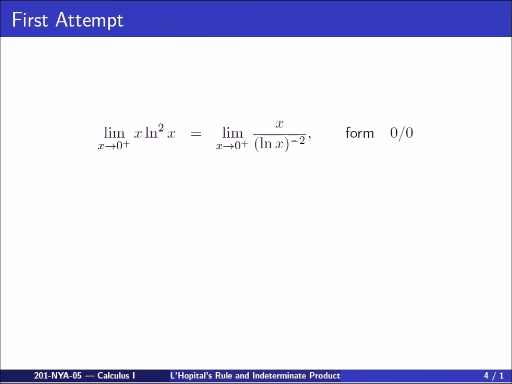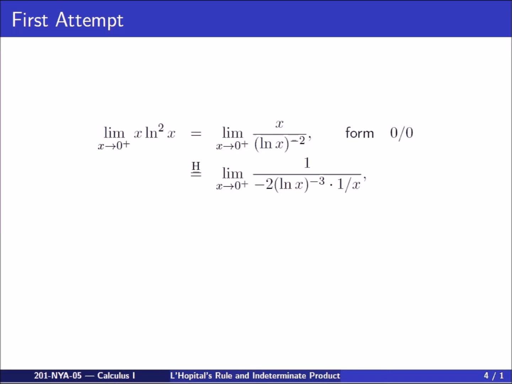So I've started by sending ln squared of x in the denominator, and I get x over ln of x to the minus 2. Now ln of x to the minus 2, think of that as 1 over ln squared of x. So when x goes to 0 plus, that is of the form 1 over infinity, so the denominator goes to 0, and the numerator is simply x, so that goes to 0 as well. So we have a limit of the form 0 over 0. So I can apply L'Hopital's rule by taking the limit of the ratio of the derivatives.